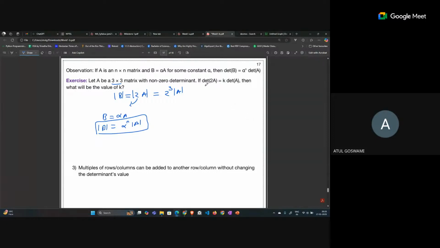Okay. Yes, sir. So can you solve this exercise? Determinant of it. Take some time and tell me the answer. Eight, sir. Eight is the answer. Anyone, any doubt why the k is 8?